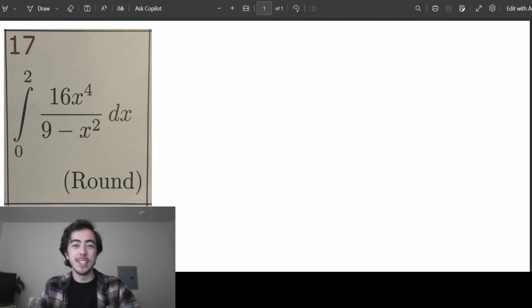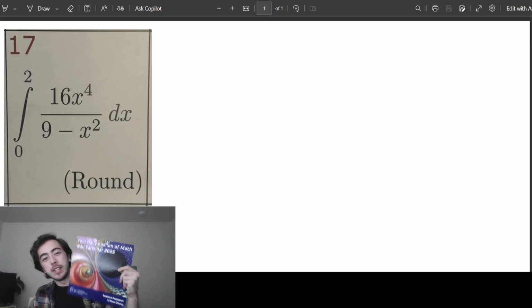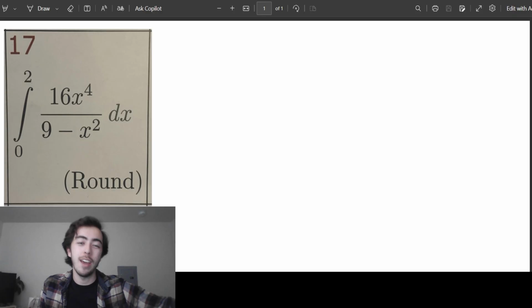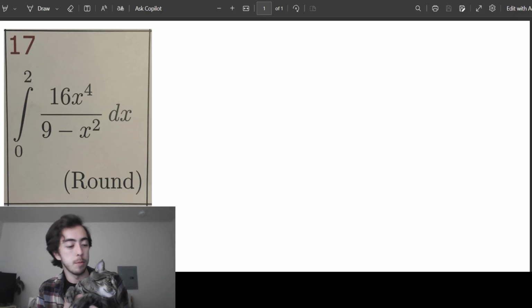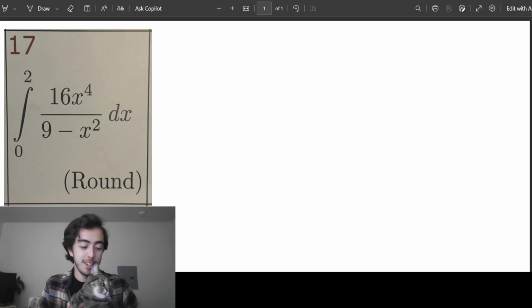Today is September 17th, and we're solving problem 260 from the Daily Epsilon calendar. And of course, we're joined by our very special guest, Quill, my cat. He'll be helping out with the integral today.